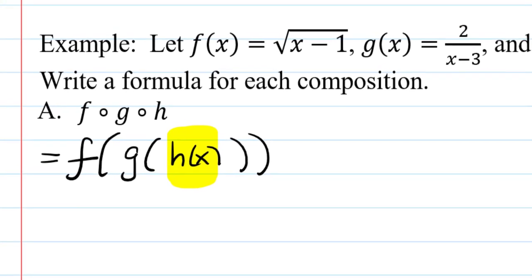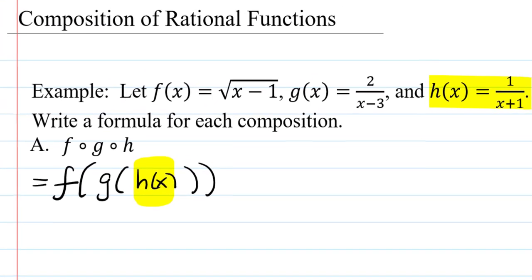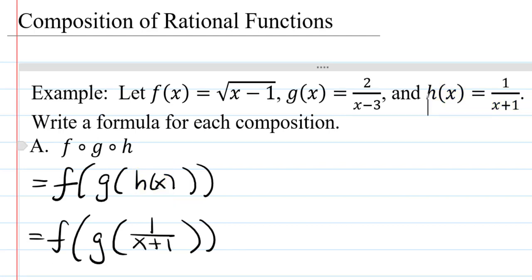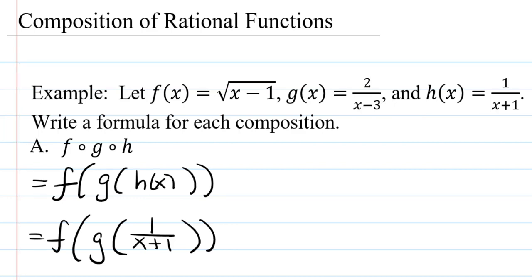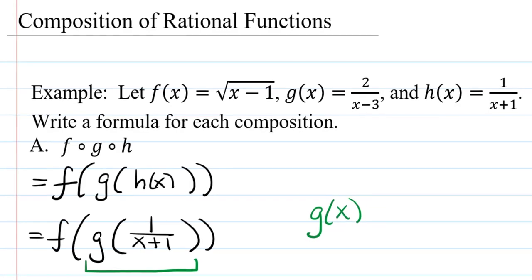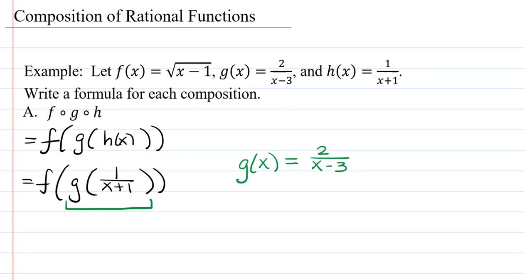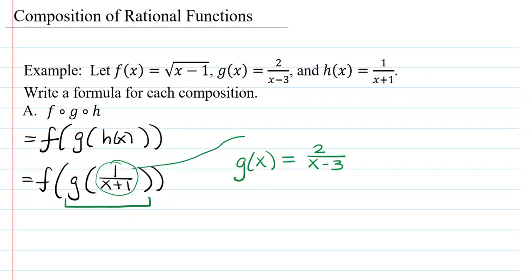And I'm literally going to replace h of x with what he's equal to. So we're going to have f of g of, and instead of writing h of x, I'm going to write 1 over x plus 1, because that's h of x. Okay, now I'm going to work my way outward. So I'm looking at g of 1 over x plus 1. So I need to know what the rule for the function g is. And we know that g of x is equal to 2 over x minus 3. So we're plugging 1 over x plus 1 into this function.